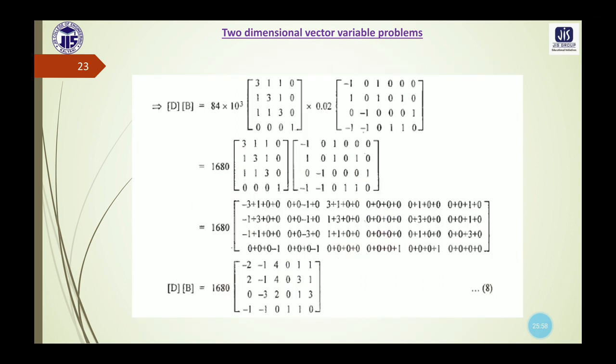Now we need to multiply this strain displacement matrix with the stress strain relationship matrix D. That means one 4 by 4 matrix multiplied by a 4 by 6 matrix. We need to perform this matrix multiplication right now. After performing it, we get one 4 by 6 matrix here, which is our equation number 8.